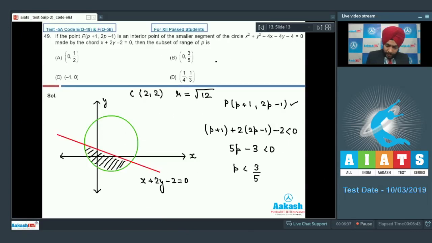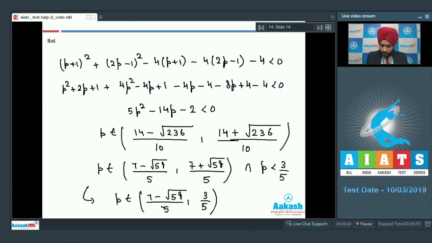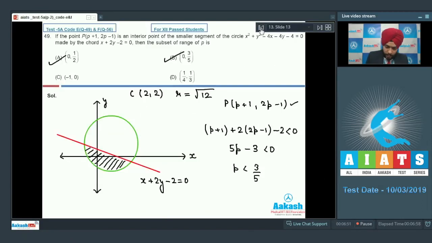We have 0 to half lying in this interval, correct? 0 to 3 by 5, correct? Minus 1 to 0. This is a quantity which is slightly greater than minus 1. Okay, so it is wrong. Then it is 1 by 4 to 1 by 3, correct. Final answer for the range of p according to the given intervals comes out to be ABD for this question.